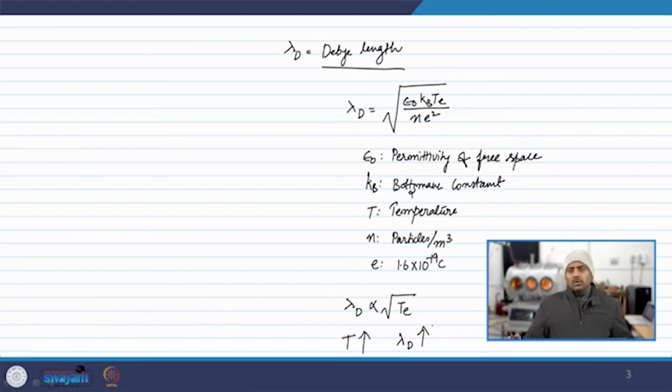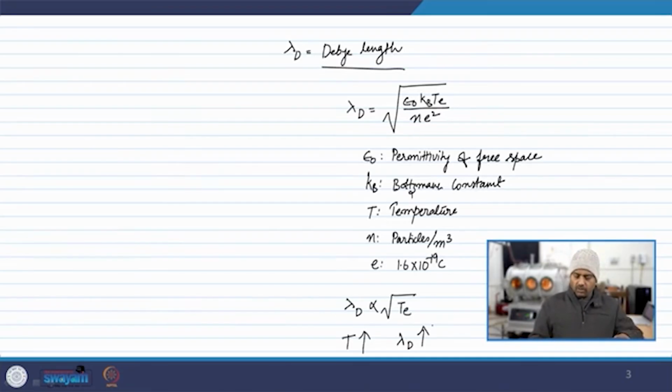You can explain that because we know that electrons are trying to move around this positive charge. Just because of their inertia, they cannot neutralize the positive charge completely. So, if they have more velocity, because of the larger thermal velocity that they have at the larger temperature, they will occupy more space, and as a result, effectively the screening distance will increase.